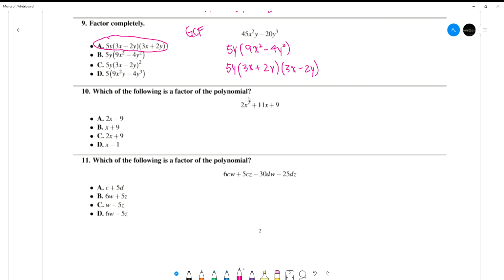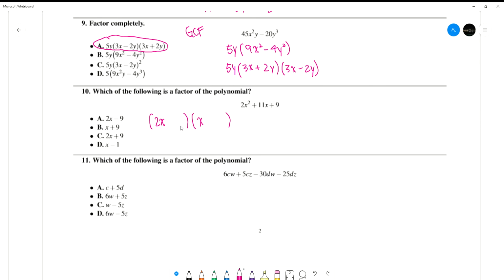So how do you get 2x squared, the first term? Anytime you have a quadratic that you're factoring, the first term is the product of the first terms of each factor. So how do you get a product of 2x squared? It's by multiplying 2x and x. And then we look at our last term, which is 9, and look at the factors of 9. That's the second term of each of these factors.